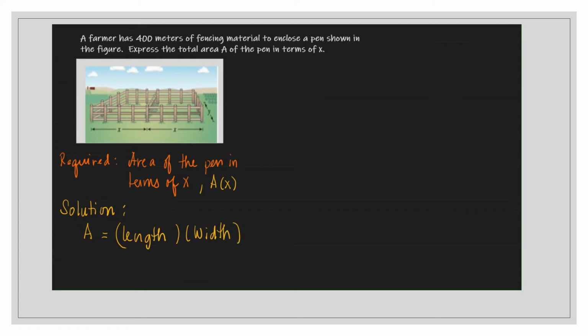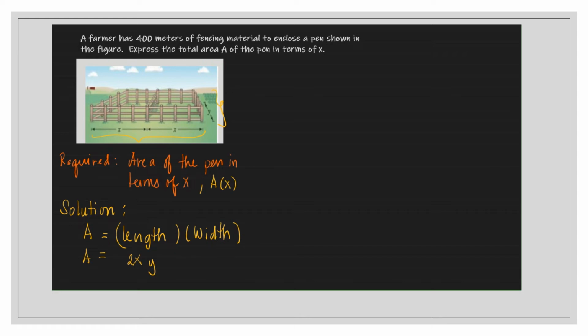So if we refer to the given figure, the length will correspond to this side, and it is 2x units long because you have x plus x. And then the width will correspond to this side, which is y units long. So we have the area is equal to 2x times y.